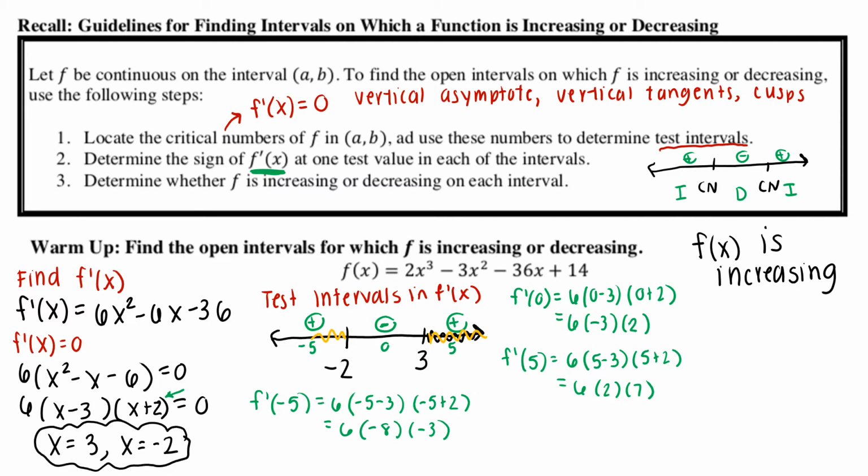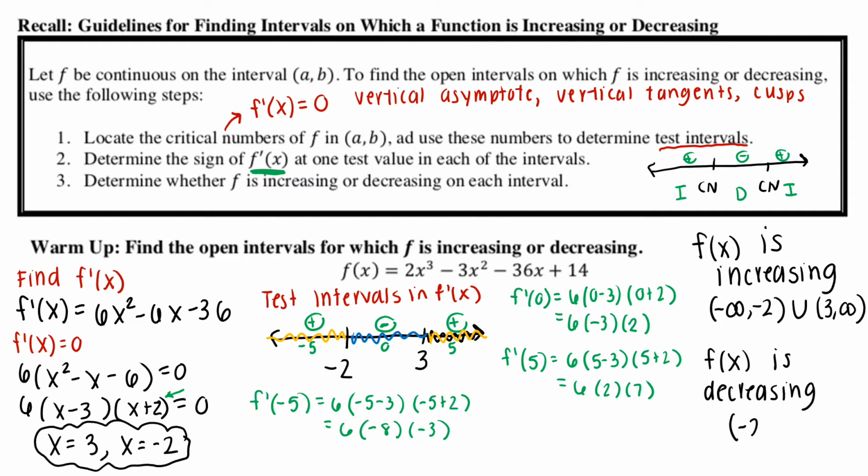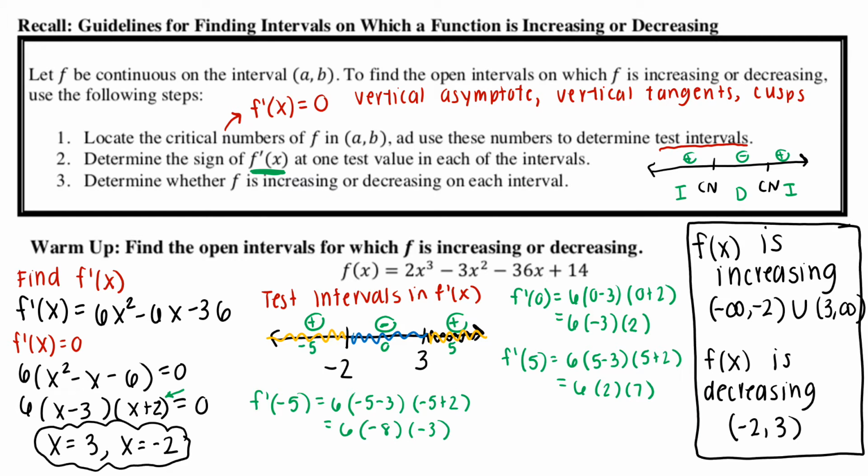So on our two outside intervals, which would be from negative infinity to negative 2 and union from 3 to infinity, our function f of x is decreasing in that middle interval there from -2 to 3. So as a quick recap, we used the first derivative to help us determine intervals of increasing and decreasing for our original function f of x.